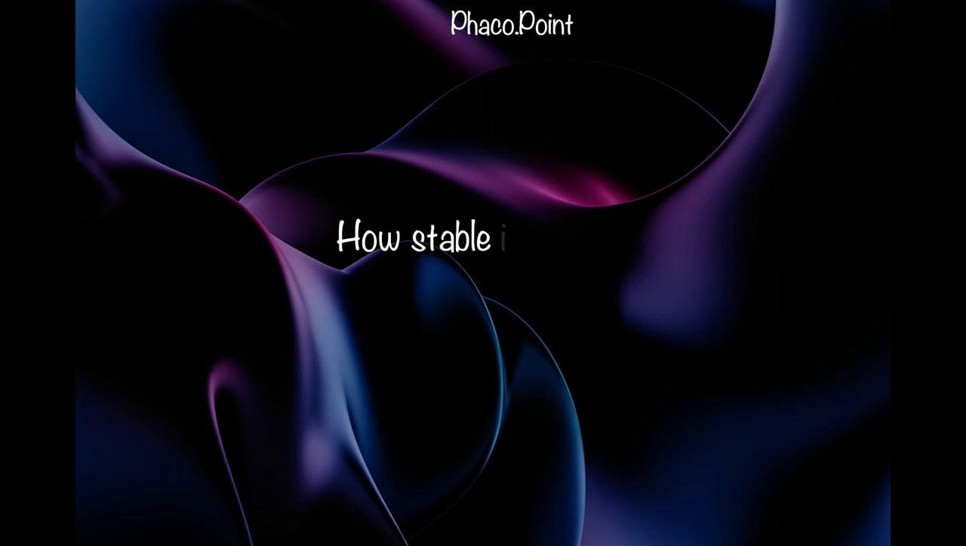The next question to be asked is, how stable is the intraocular lens? Is it still centered? Is it still in its place? Is it displaced? Is it stable and is it likely to remain in its position?